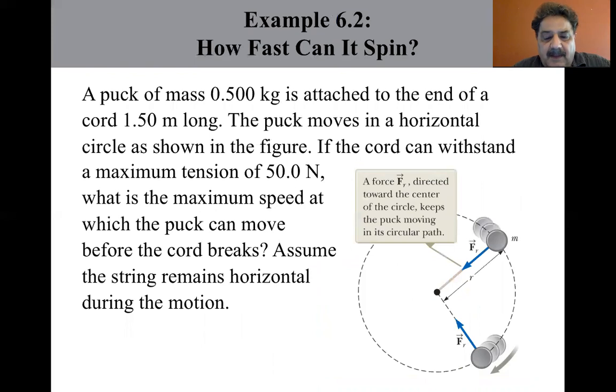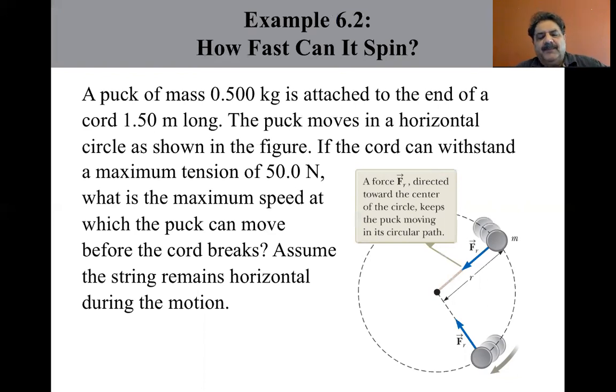Now, another example. A puck of mass 0.5 kilograms is attached to the end of a cord 1.5 meters long. The puck moves in a horizontal circle as shown in the figure. If the cord can withstand a maximum tension of 50 newtons, what is the maximum speed at which the puck can move before the cord breaks? Assume the string remains horizontal during the motion.